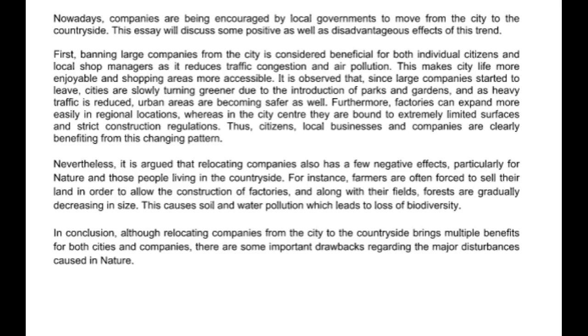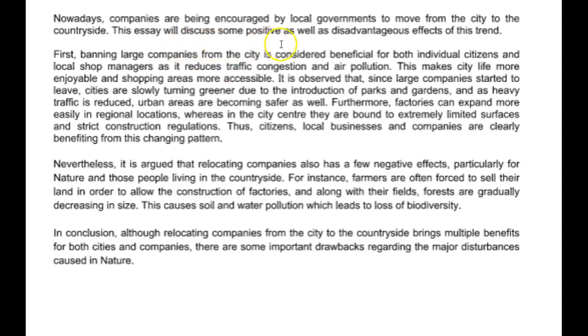So what are the benefits to, I suppose, planning industry, choosing where to put organisations, forcing people to do certain things? So nowadays, companies are being encouraged by local governments to move from the city to the countryside. I would go into a little bit more detail here about what or why this is happening. To relieve congestion in larger cities, maybe?